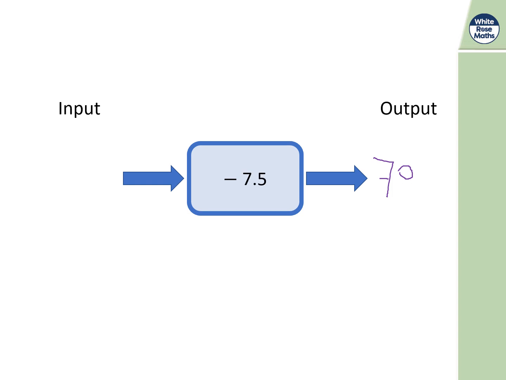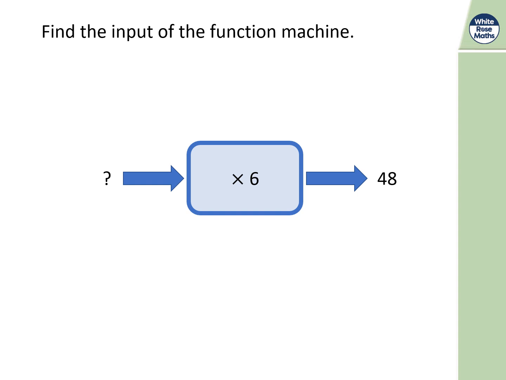So minus 7.5, slightly trickier this time. So something minus 7.5, and then I get an output. And then I've got my times 12 there. I've got minus 8. So these are all the operations that I can do. So this one here, find the input of the function machine. So something times 6 is 48. Going backwards, the opposite of times by 6 is to divide by 6. So the input will be 48 divided by 6. I'm going in the opposite direction, so I'm going to do the inverse operation.